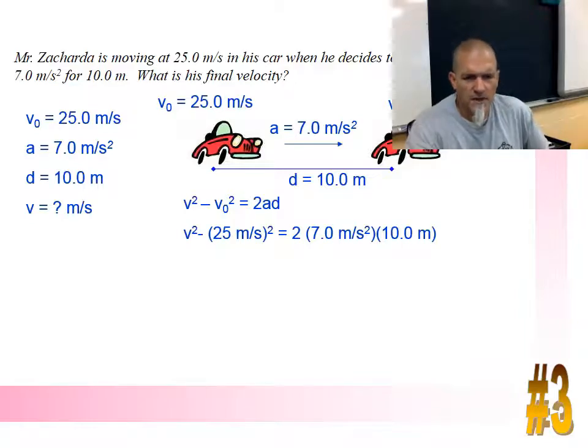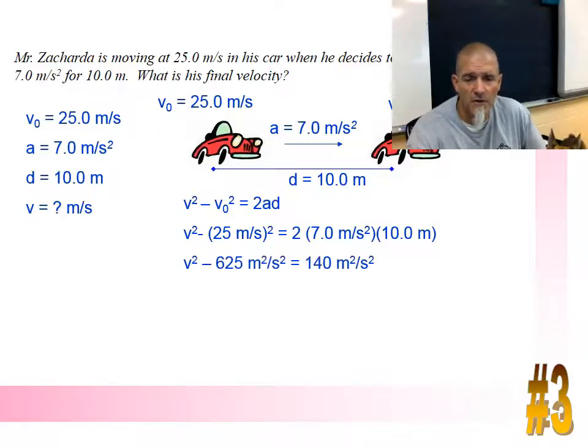Here are our terms that we plugged in. Here's V0. Here's my a. There's my distance. I'm now going to go about doing the algebra. So on this side, 2 times 7 times 10 gives me 140. On this side, 25 squared, 625. Also pay attention to the units. Squaring meters per second is going to give me meters squared per second squared. And over here, it's meters times meters over second squared, or again, meters squared per second squared. So first step of algebra would look like this.